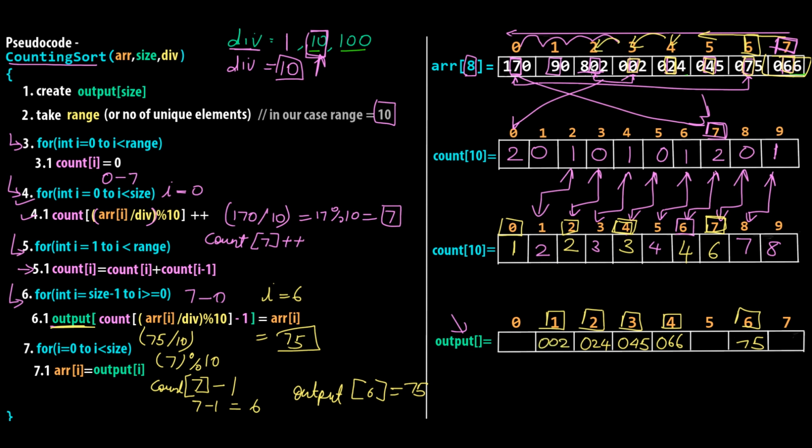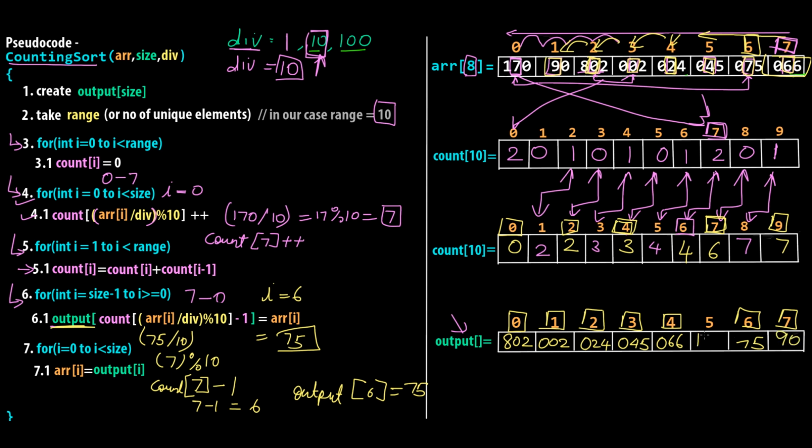We will go to 802, we will take 0. We will come to 0 index position which has 1. We will decrement it by 1, so it becomes 0. And at the 0th index position in the output array is where we will store 802. We will come to 1 index position in the input array, we will take this 9. We will go to the 9th index position, decrement it by 1, it becomes 7. And at the 7th index position is where we will input this 90.